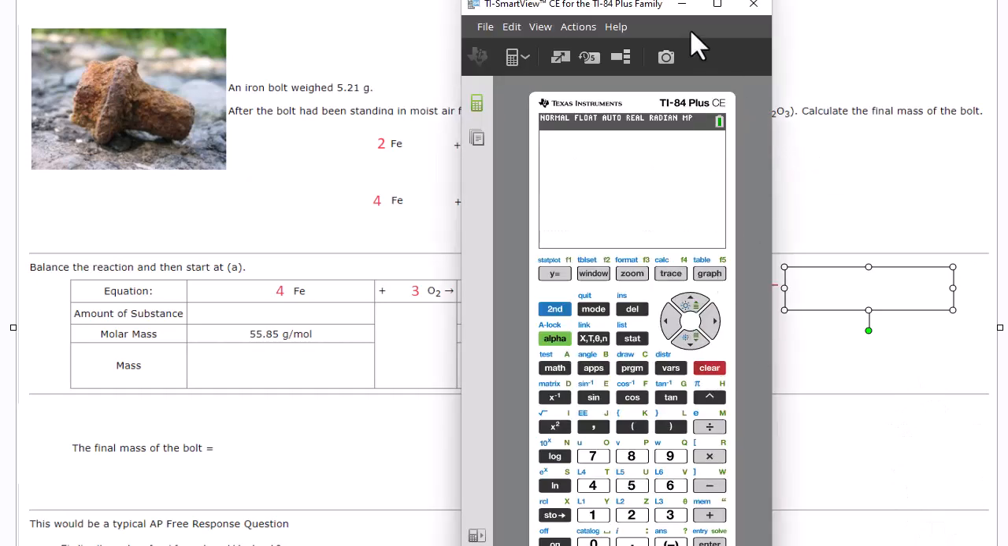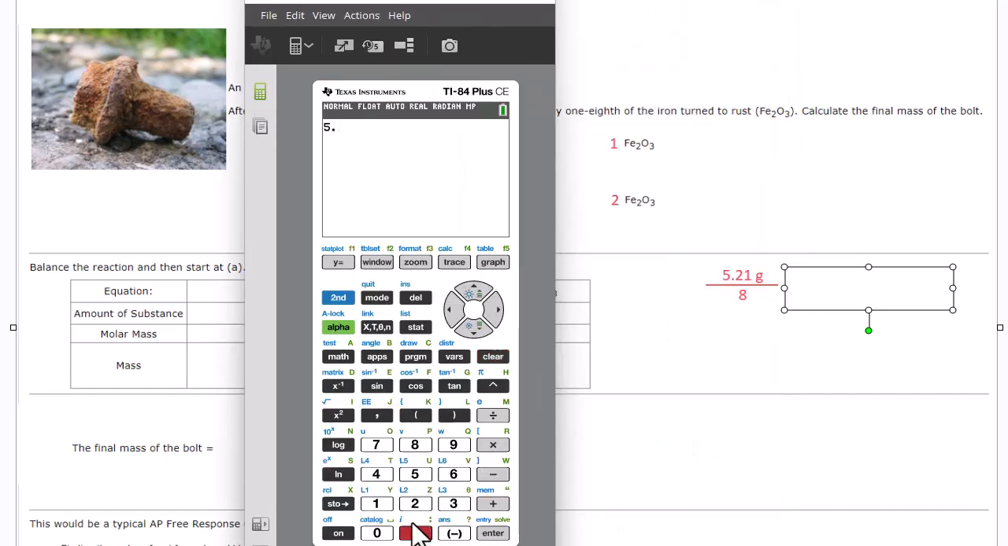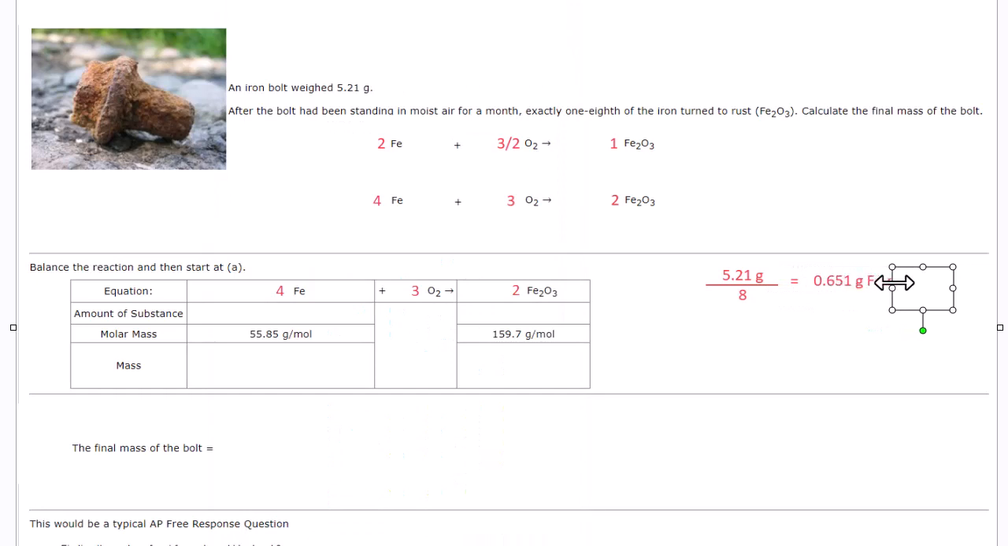Here's my calculator. I'm going to start putting some numbers in. 5.21, and I'm going to divide it by 8. That'll be my mass of iron that I'm going to put in here. And again, it gives me far more significant digits than I really need. My answer, and I'd write that out. I'd show that. You might even just get a point for that if you show that. 6.51 grams of iron reacted.